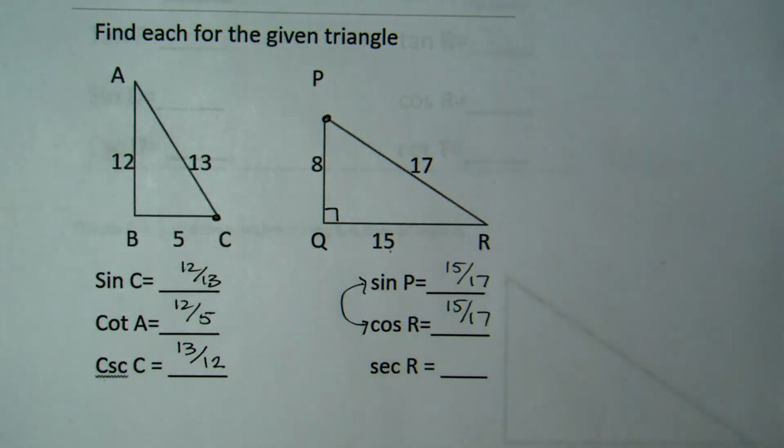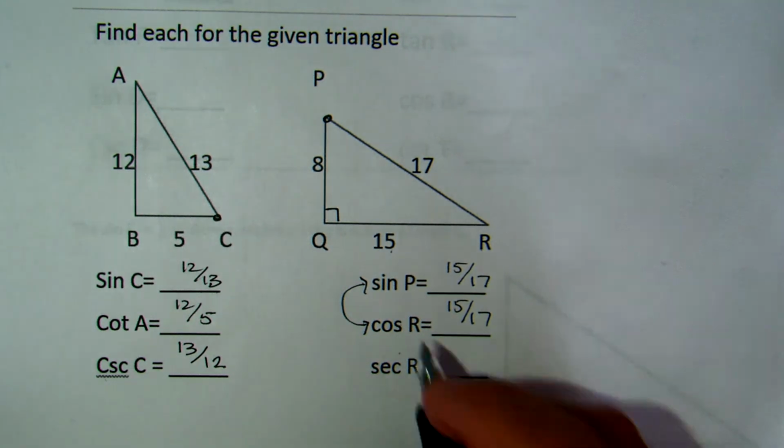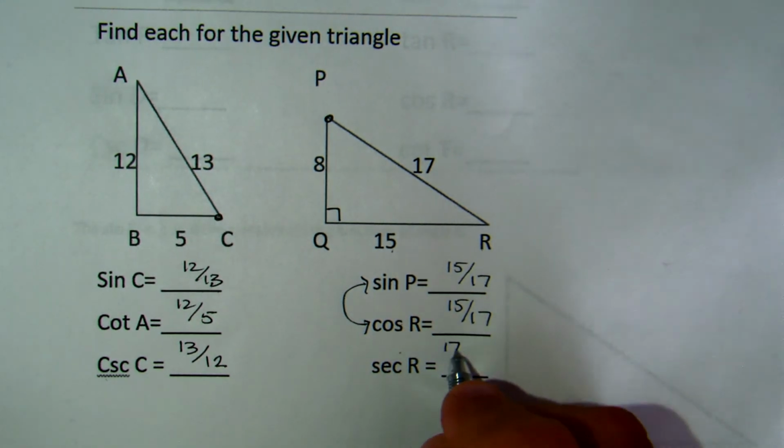Okay, the cosine of R, adjacent is 15. As we discussed yesterday, perhaps in class, the sine of one non-right angle in a right triangle is the same as the cosine of the other. And since secant and cosine are inverses of each other, all we've got to do is flip the fraction.